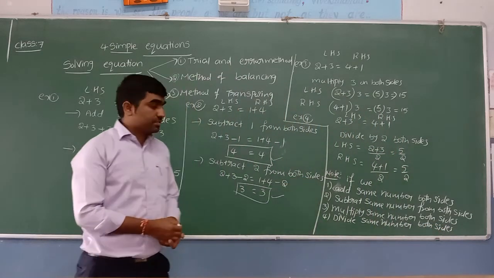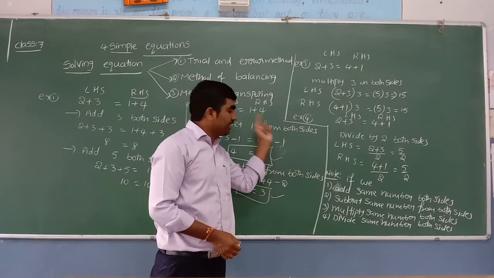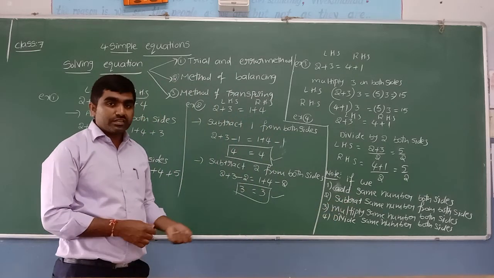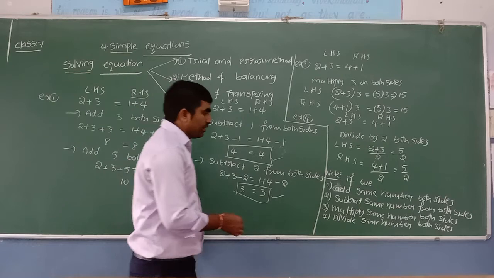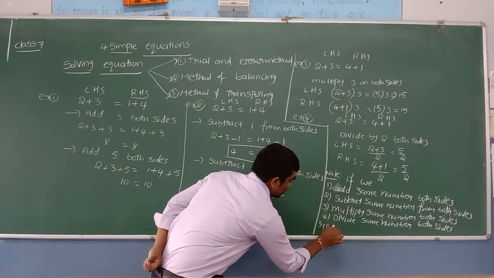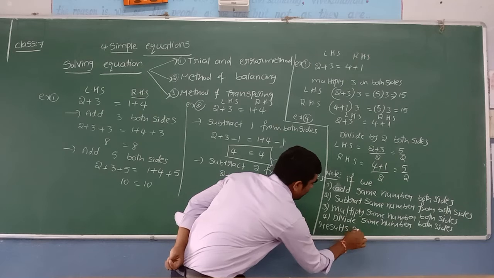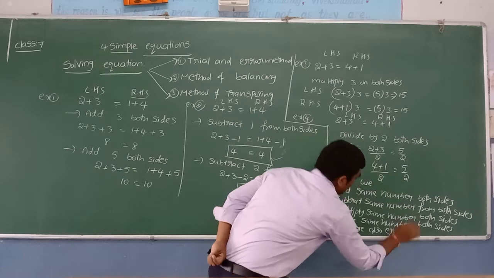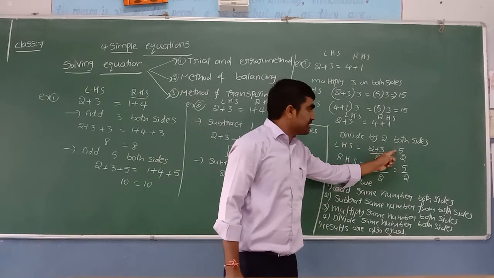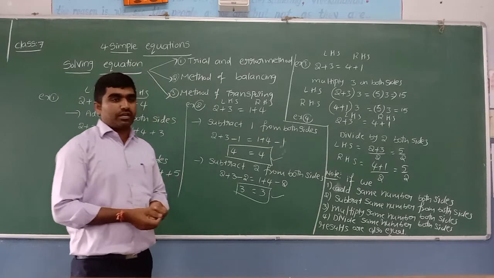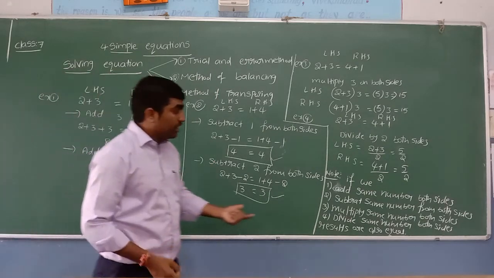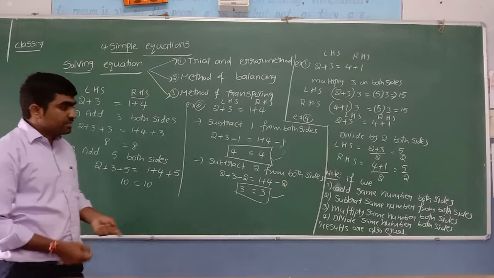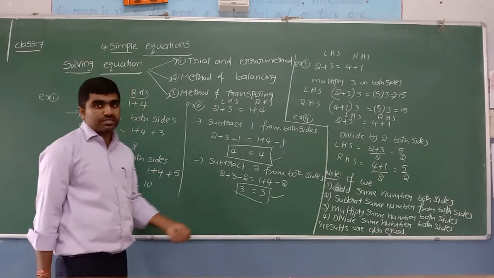Adding the same number to both sides, subtracting the same number from both LHS and RHS, multiplying both sides by the same number, dividing both sides by the same number, the results are also equal. We observed the results are always equal. You can see both LHS and RHS are equal. Now I said clearly, same number: we need to add the same number to both sides, subtract the same number from both sides, multiply by the same number, as well as divide.